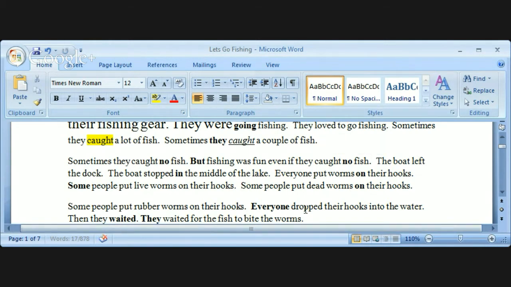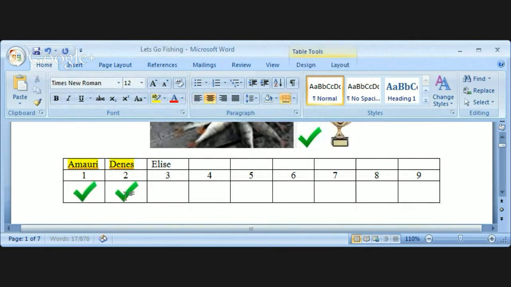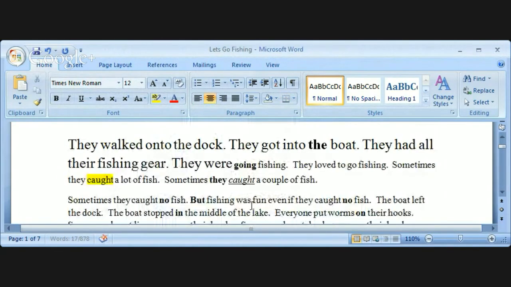Now we are going to hear from Elise. Elise, would you read for us? Yeah, I cannot see the paragraph. Okay. Can you see it now? Yeah.